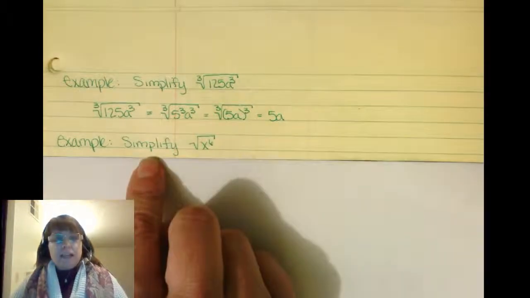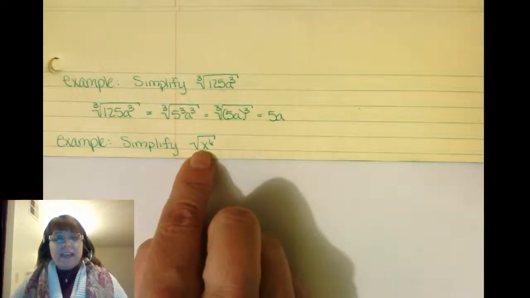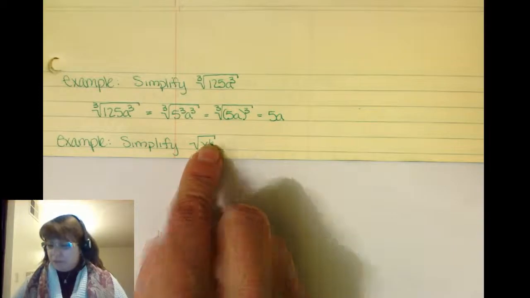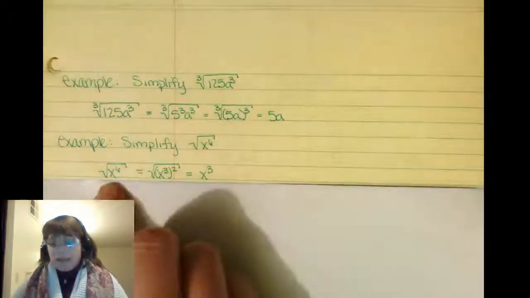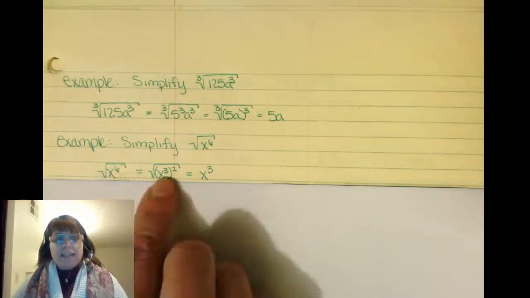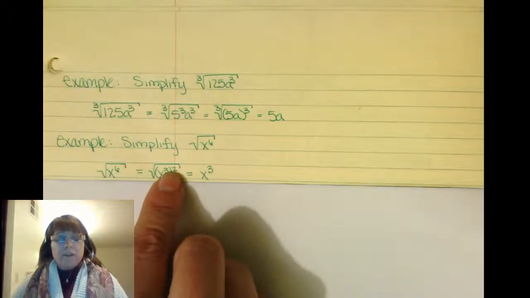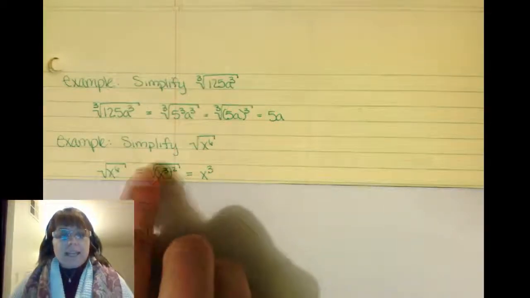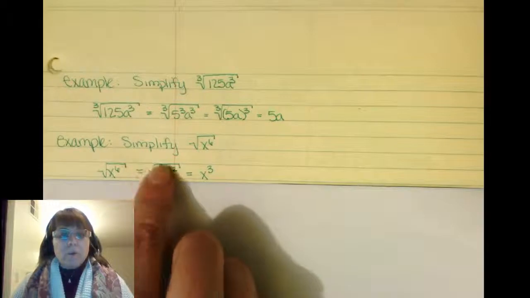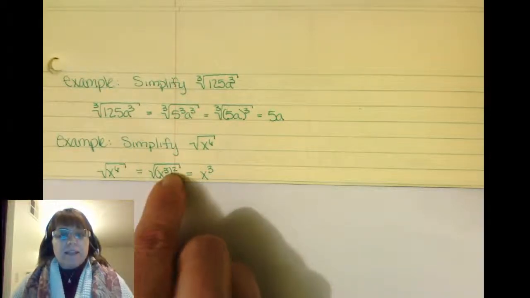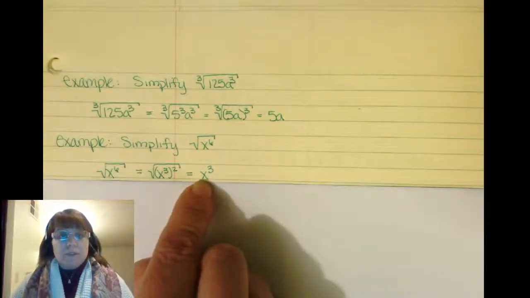Let's simplify the square root of x to the 6th power. I can rewrite x to the 6th power as x cubed squared. My whole goal is that I can cancel something out, so the square root will cancel out the squaring, leaving me x cubed.